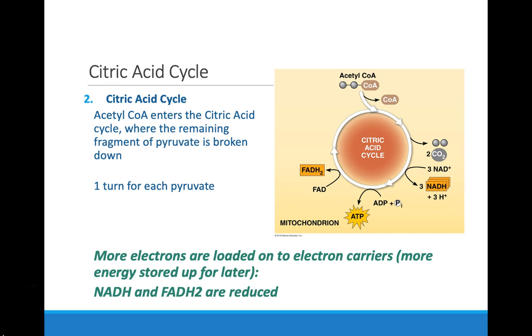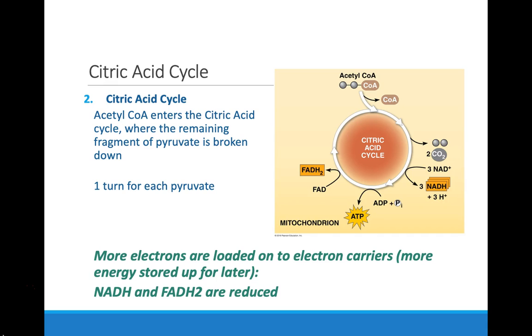So we finished up the last video with pyruvate oxidation. So you can see the product of that, the acetyl CoA, at the top of the image on the right there. Remember that glucose was broken into two pyruvate molecules. Each of those is converted into an acetyl CoA.